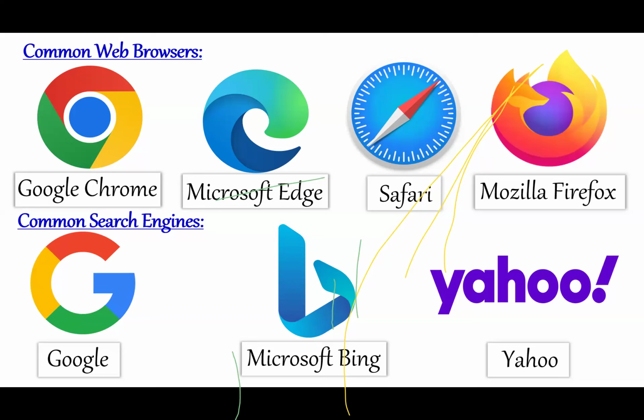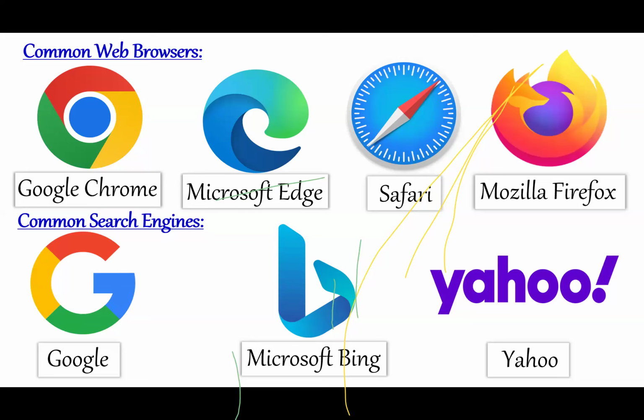So these are web browsers, while we have search engines, that is Google, which can be used in any browser. We have Microsoft Bing, which mostly is used with Microsoft Edge. And then we have Yahoo, which can also be used with other browsers. But most people do use Google and Bing for those who are using computers.